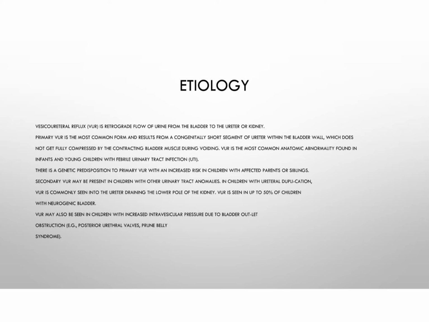VUR is the most common anatomic abnormality found in infants and young children with febrile urinary tract infection, UTI. There is a genetic predisposition to primary VUR with an increased risk in children with affected parents or siblings. Secondary VUR may be present in children with other urinary tract anomalies. In children with ureteral duplication, VUR is commonly seen into the ureter draining the lower pole of the kidney.